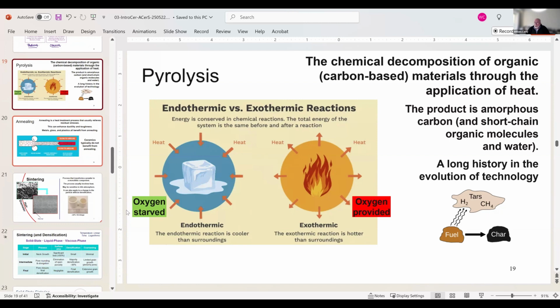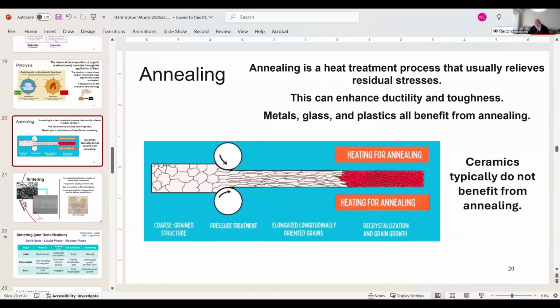And then annealing. Annealing is a process that's typically applied to metals. You used to be able to go to the hardware store, probably still can, and get annealed copper tubing to hook up your sink, for example, and it was really easy to bend.